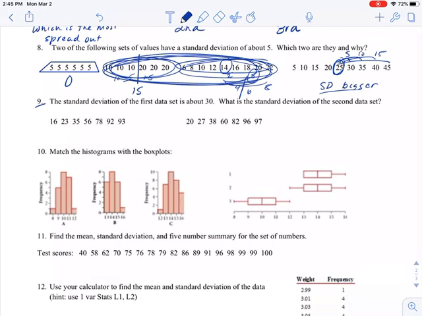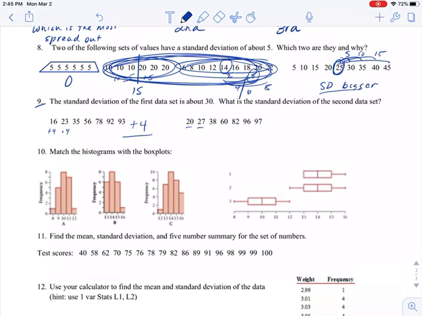Now we're on number 9. The standard deviation of the first data set is about 30. What is the standard deviation of the second data set? Okay, so I want you to notice something here. If I take 16 plus 4, I get 20. If I take 23 plus 4, I get 27.